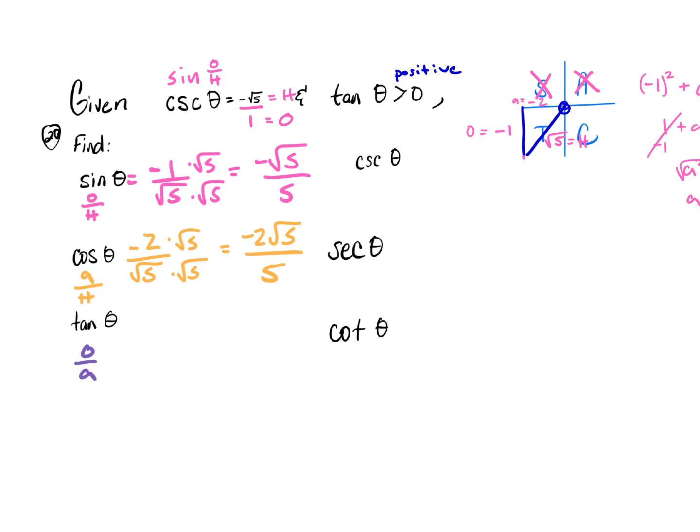Tangent, opposite over adjacent. Negative 1 over negative 2, which would be 1/2. Now let's find the reciprocals. Cosecant was given, that's negative square root 5. Secant is the reciprocal of cosine. So that would be square root 5 over negative 2. So you just flip it before you rationalize. We flipped the original answer here. And then cotangent, we flip 1 over 2, which would be 2 over 1, which is just 2.